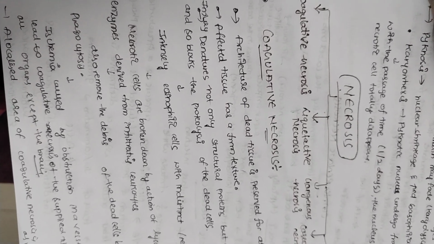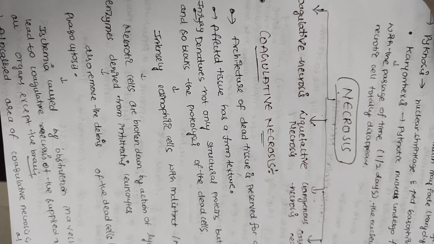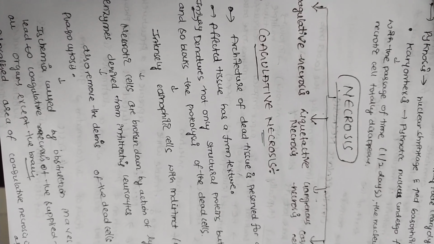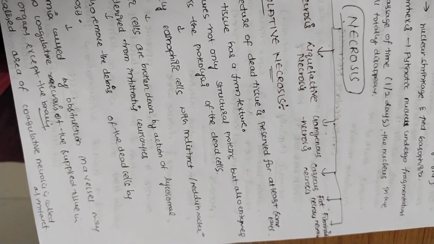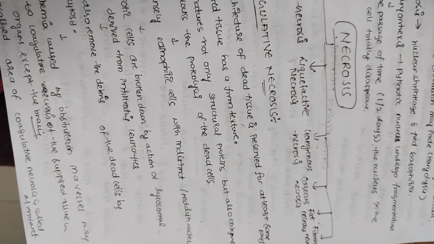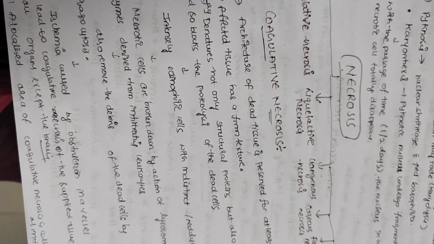It blocks the proteolysis of the dead cells. Proteolysis won't be occurring, so these dead cells will get accumulated. So intensely eosinophilic cells with indistinct and reddish nuclei get accumulated. So it will give a reddish appearance.